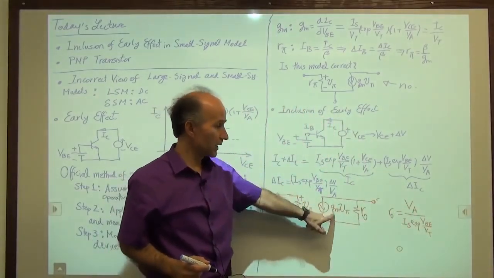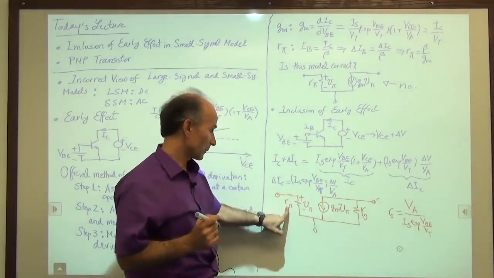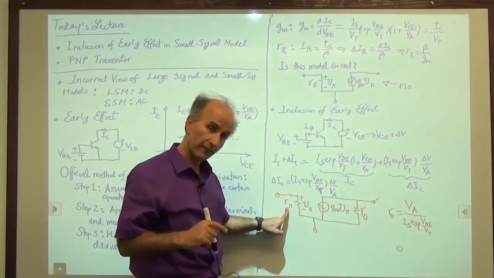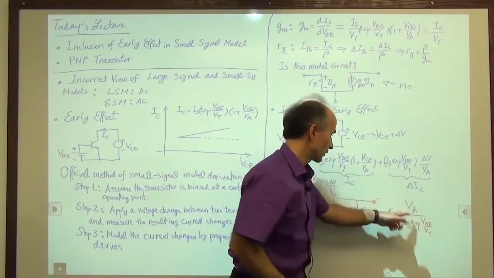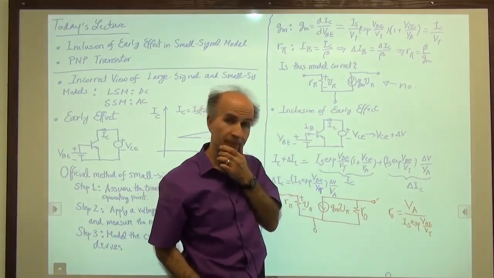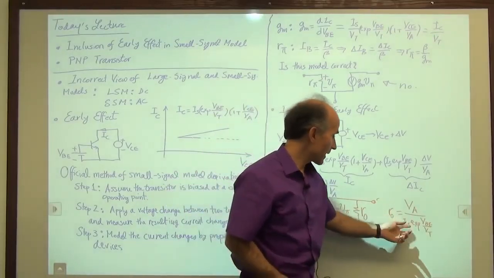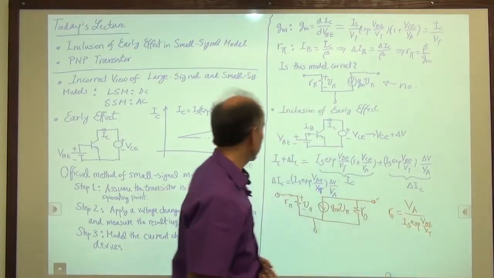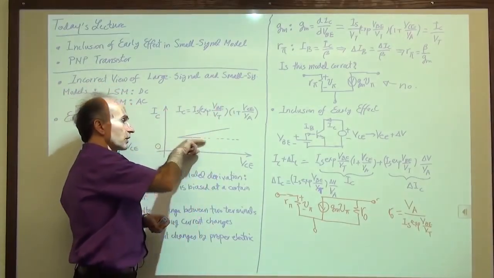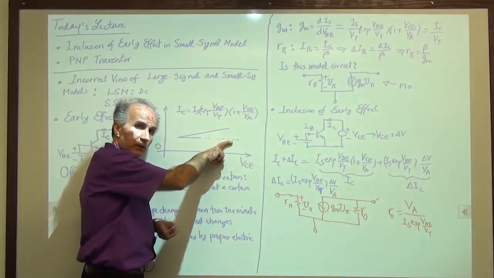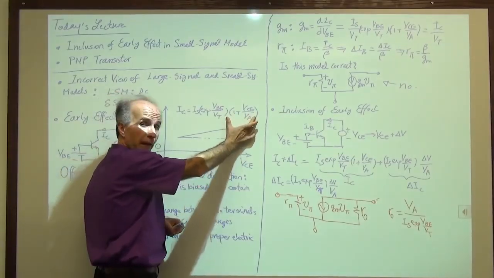So just the way gm was equal to IC over VT, rπ was beta over gm, ro is equal to VA, the early voltage, divided by this. Can we simplify this? Well, IS exp(VB over VT) is our original estimate of the collector current. Not the exact value, because the exact value has this factor.